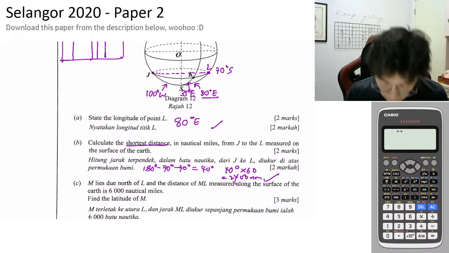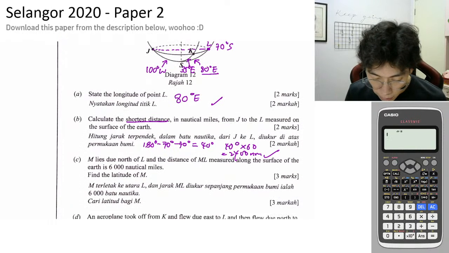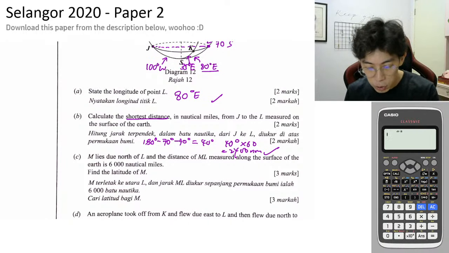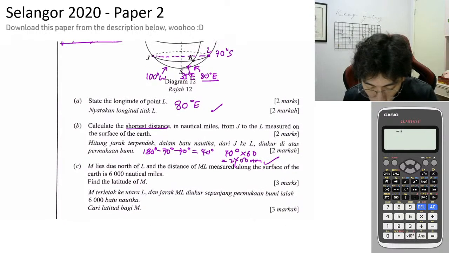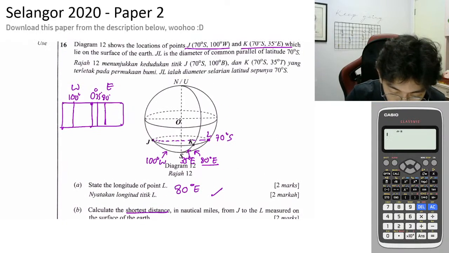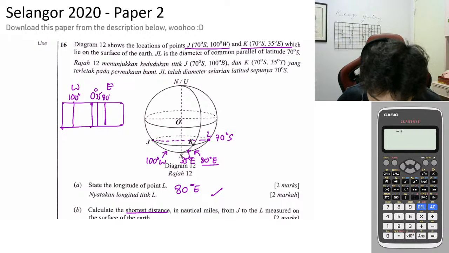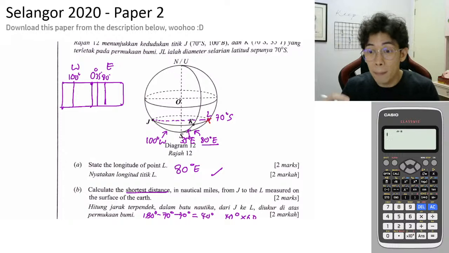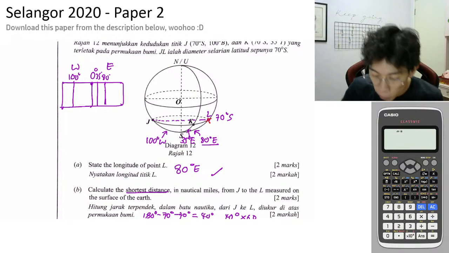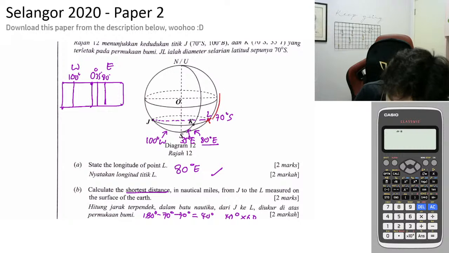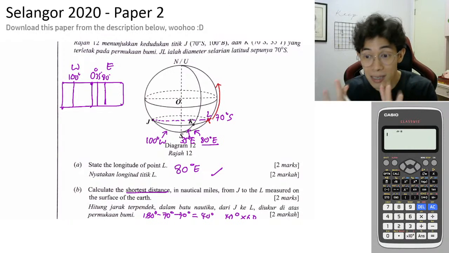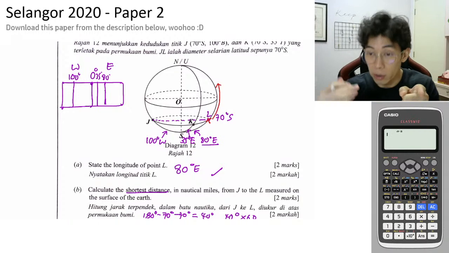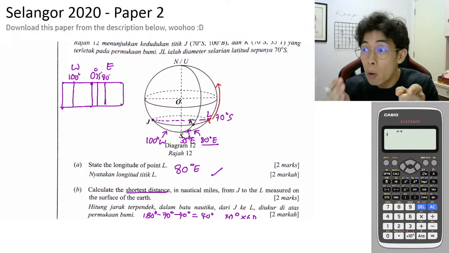Okay, after the 4 marks, part C, what they mentioned. Part C says M lies due north of L. So M, where is it? L is over here, you see that? So I put that L. M lies due north of L, it means it goes up. Whether it exceeds or not, I'm not sure, but I will ask everyone. Do you notice this one? It goes upwards. It's along the longitude great circle.